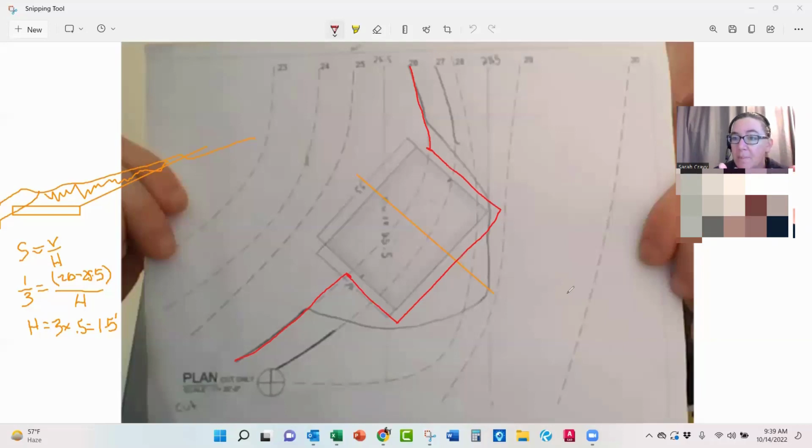You could, or think about it this way. You know the slope is 1 to 3. You know the interval is 1. How far apart should those contour lines be? The 1.5 again? No, 3 feet. 3 feet, 3 feet. Oh, I have that written down too.